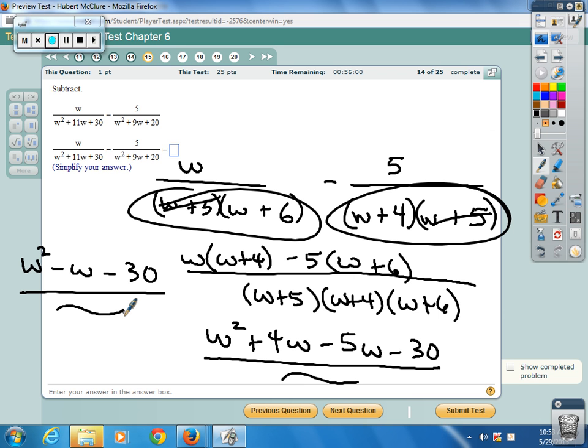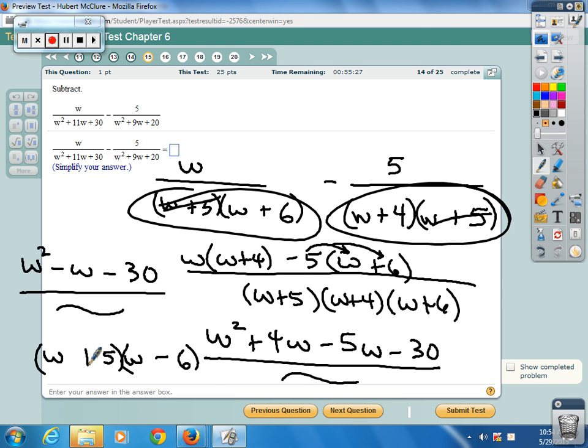I think this is factorable. Where did you get 30? 5 times 6. Oh, I thought I made a mistake somewhere. Keep going. Okay, W, W, and that's 5 and 6. Negative W, so that means the 6 is negative.